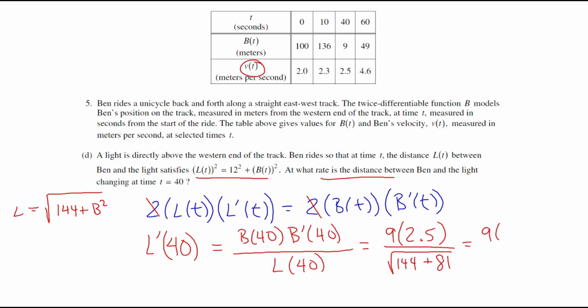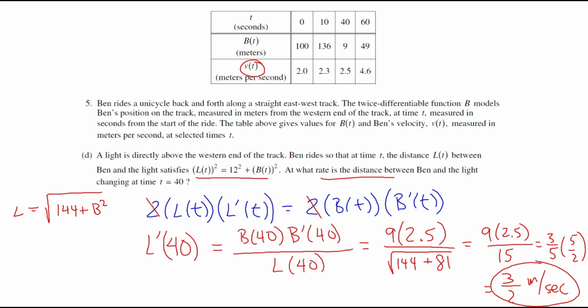So we have 9 times 2.5 over 15. 9 over 15, that'll both divide by 3. So we're going to get 3/5 there. So really this is 3/5 times 5/2, because that's what 2.5 is. The 5's will cancel, and you get 3/2. It doesn't necessarily ask for units here, but it's in meters per second.